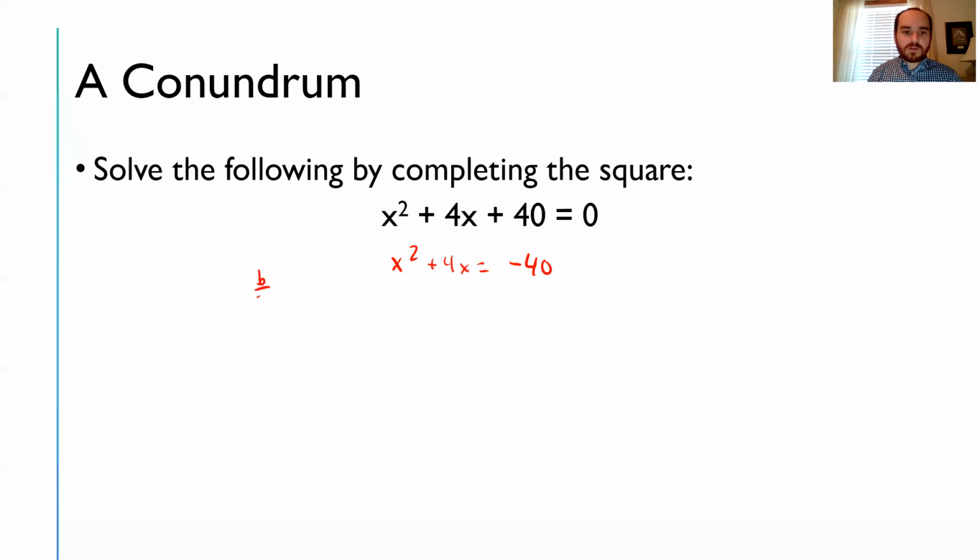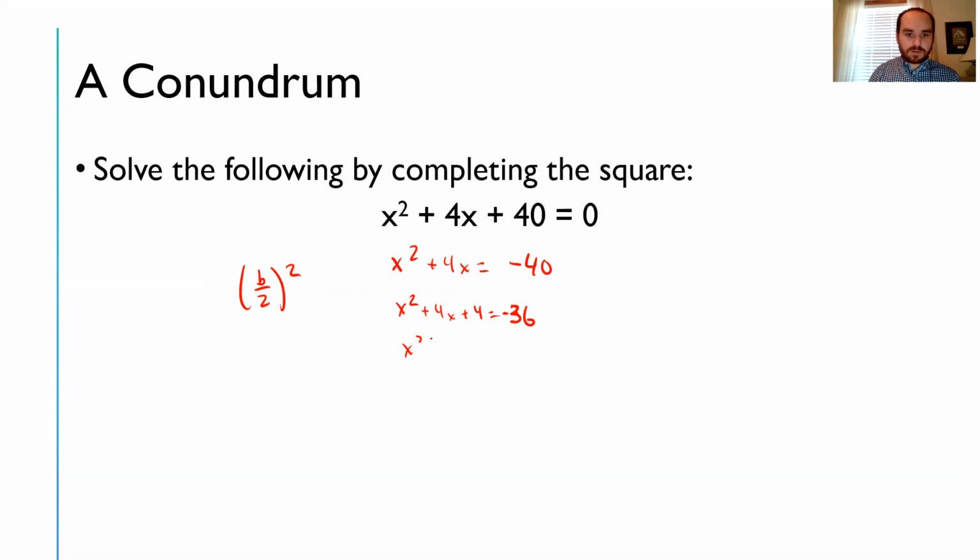Then we're going to add b over 2 squared to both sides. B is 4, divided by 2 is 2, 2 squared is 4. So we'll add 4 to both sides, we get x squared plus 4x plus 4 equals negative 36. Then we factor this out.